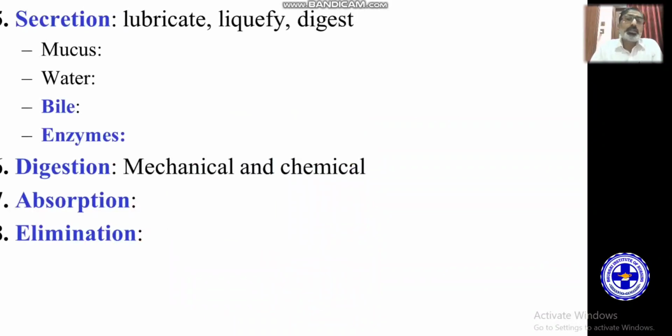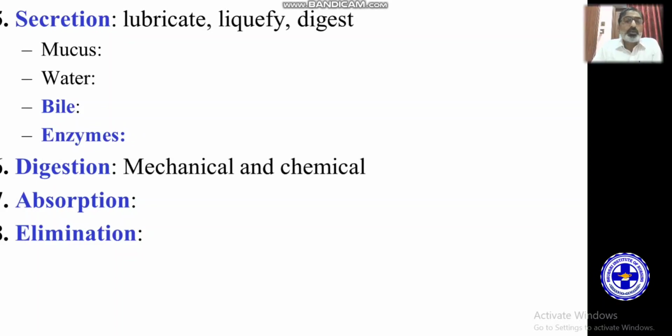And another function is secretions. Of course, secretion is a function of the GI. What is the function of secretions? Different juices are secreted into the GIT and are involved in the digestion of the food. So secretions lubricate the food, liquefy the food, and also digest the food. They contain mucus, water, and also bile and enzymes.